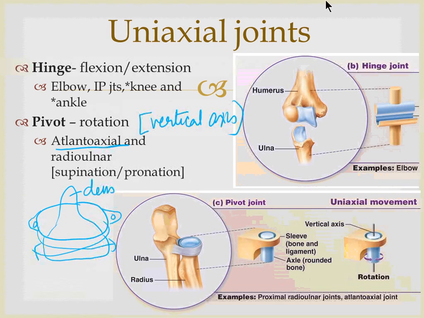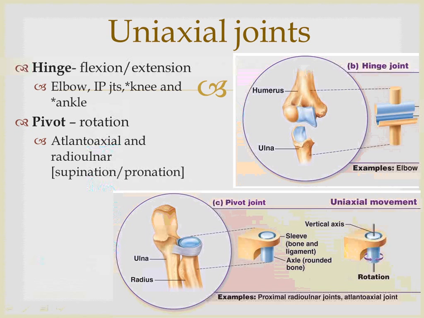The other example is the radio-ulnar joint, between the radius and the ulna in the forearm. I told you a little while ago that the movement of pronation and supination is a rotatory movement, where in pronation the radius rotates over the ulna, and in supination it goes back. So that is the other example of a pivot joint. The two examples you have are atlantoaxial and radio-ulnar.